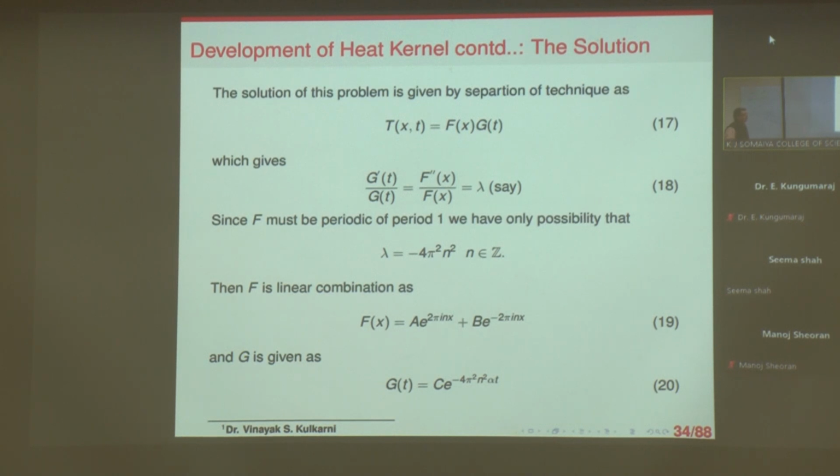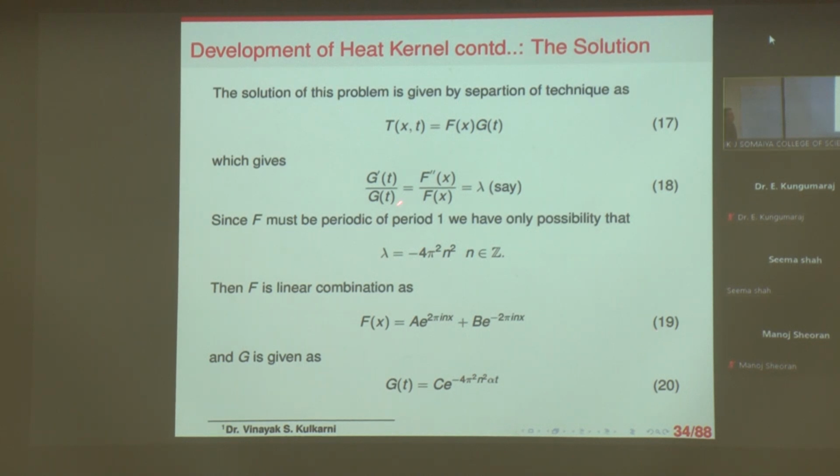A and b are the unknown constants. f of x equals a e to the power 2 pi i n x plus b e to the power minus 2 pi i n x. So this is the way I can write the unknown function f of x, represented by equation number 19.